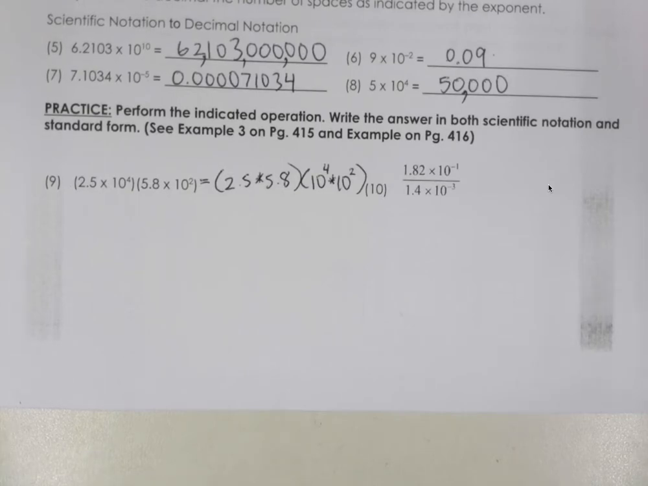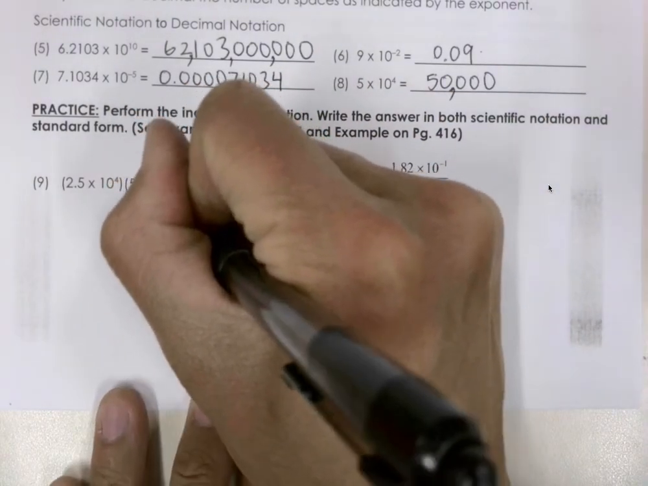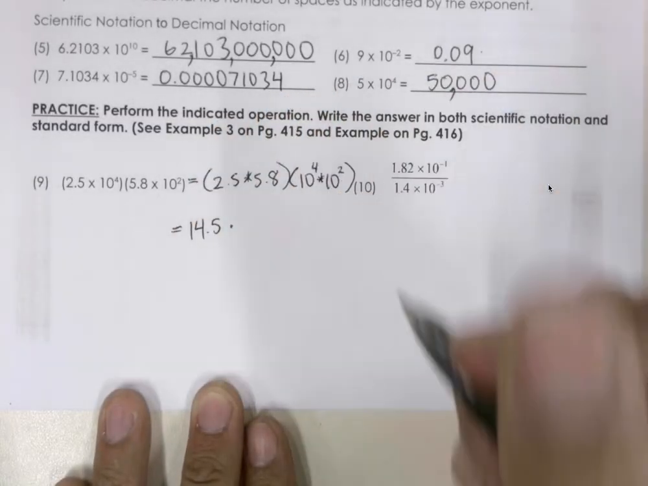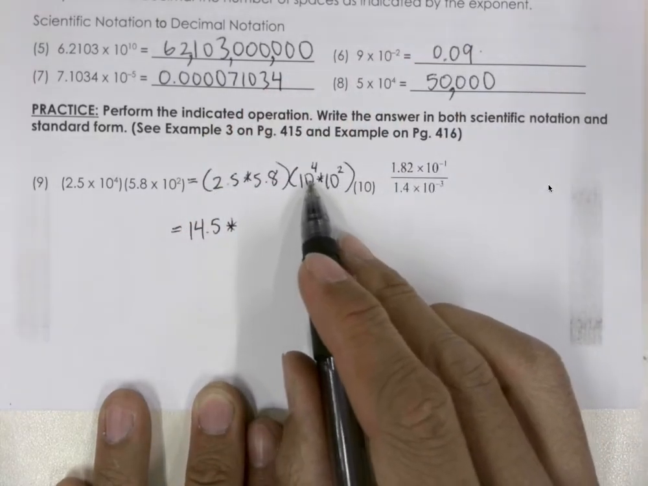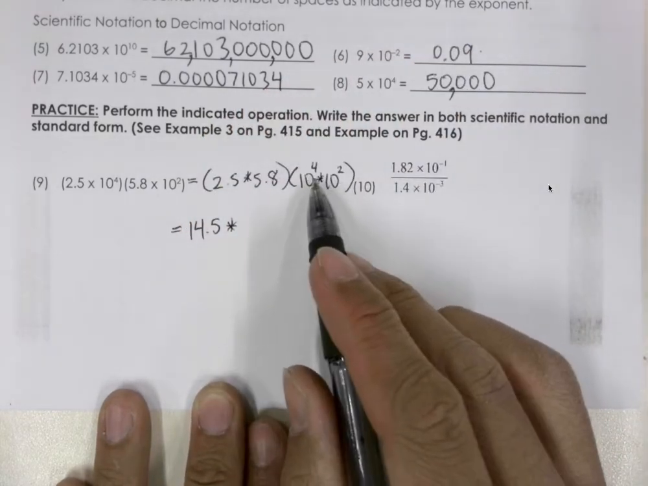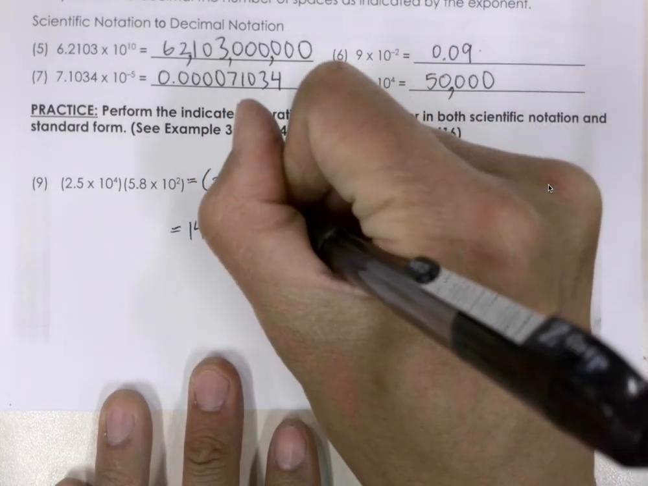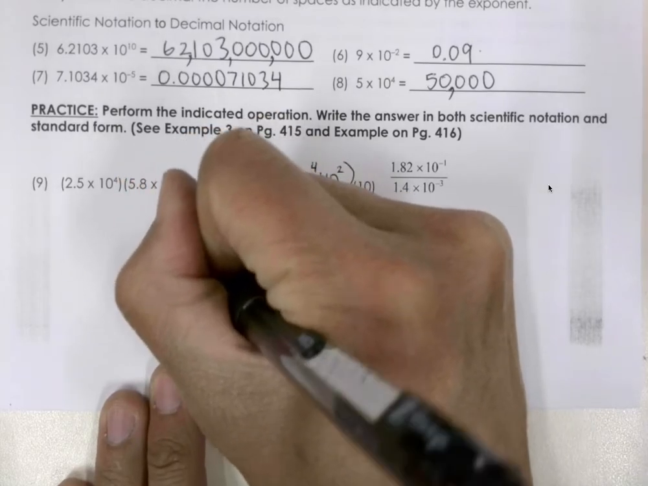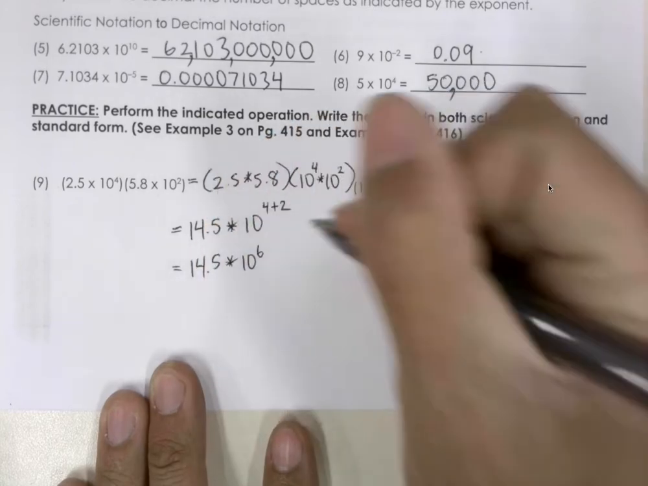This is going to be 2.5 times 5.8, and that is equal to 14.5, and that is multiplied by, and when we multiply two bases that are the same, we can add their exponents. So we get 10 to the 4 plus 2. So that's equal to 14.5 times 10 to the 6.